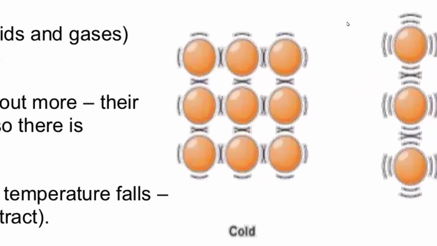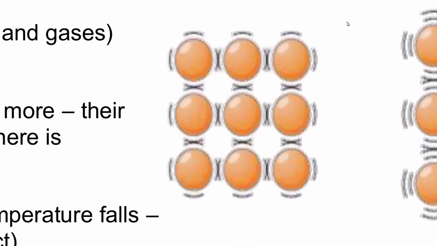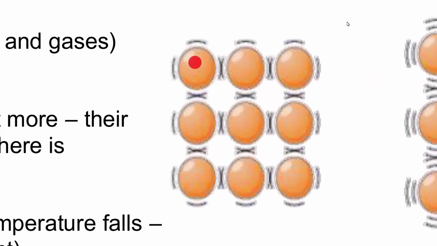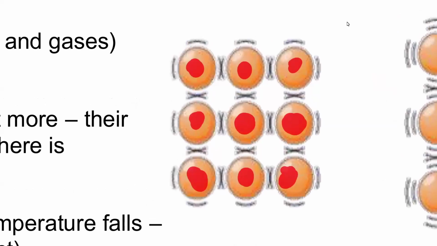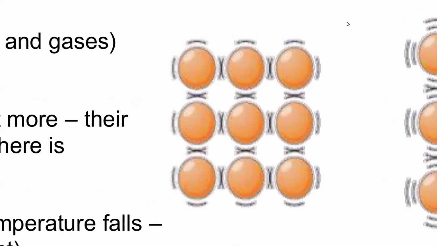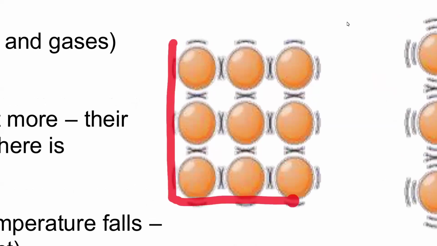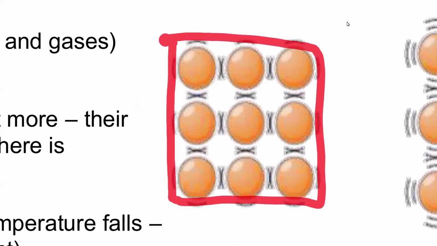As you all know, if this is a solid particle, we can't say it doesn't have any movement, right? Because in reality, each and every one of these particles will be vibrating at a fixed position here. And because it vibrates through a fixed position, maybe it will occupy this amount of space, right?